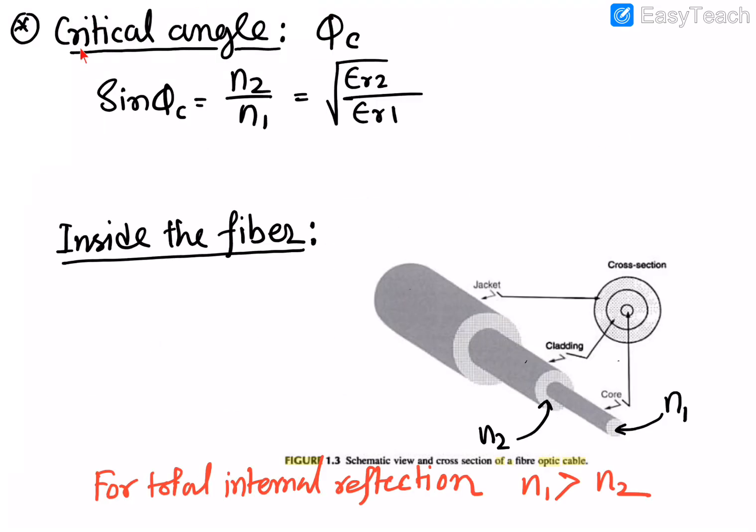Now the critical angle phi c, where sin phi c equals n2 by n1, that is the square root of epsilon r2 by epsilon r1.